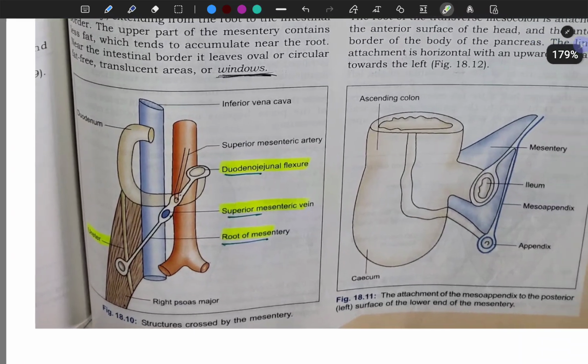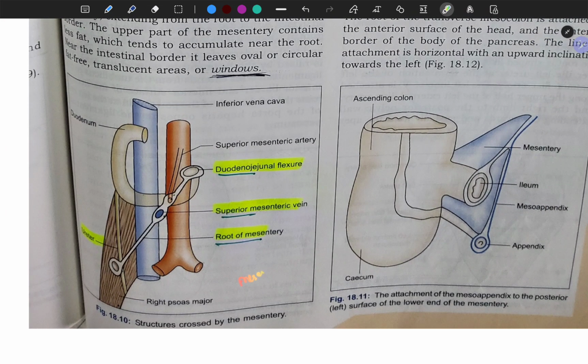They will ask you this one important question with respect to the mesentery. Mesentery arises from the L1 left transverse process. From there it will reach the right iliac fossa. There it will involve the structures DJ flexure, superior mesenteric artery, superior mesenteric vein. It will cross the ureter and it will reach the IC junction.